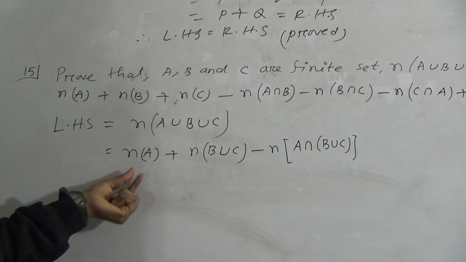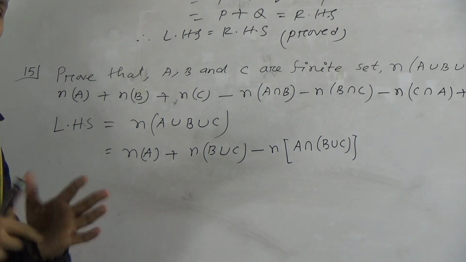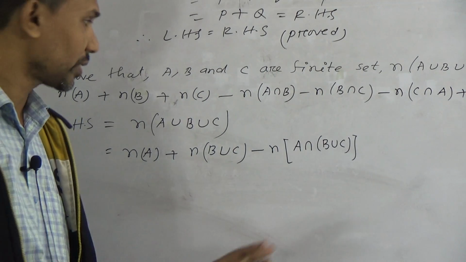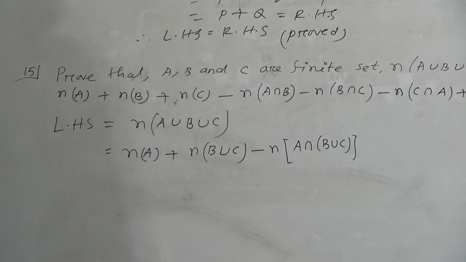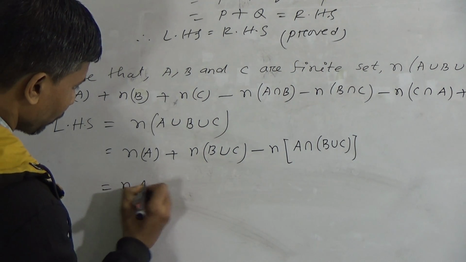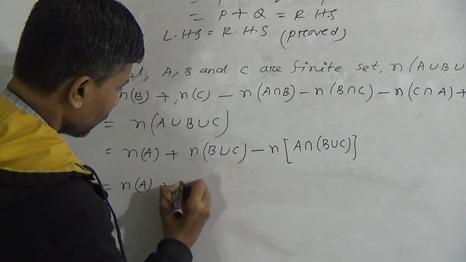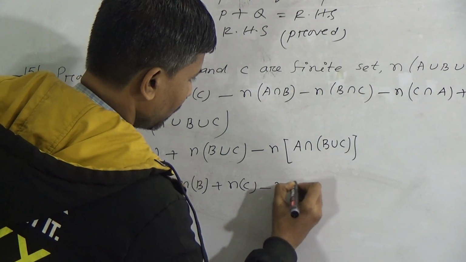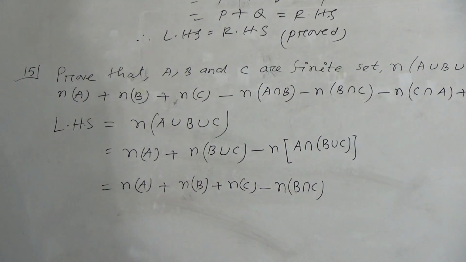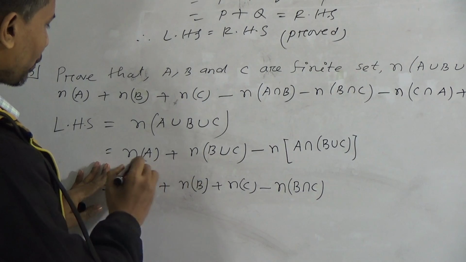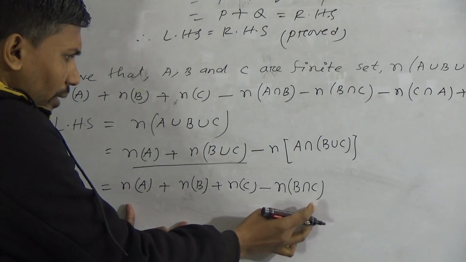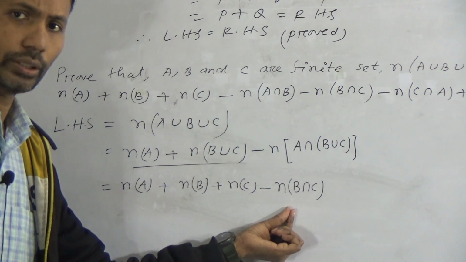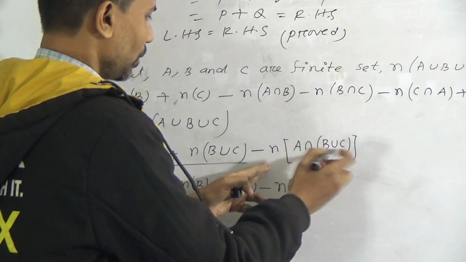Student, look, this is number of A plus number of B, you have to compare with that formula: number of A plus number of B minus number of A intersection B, where B means here B union C. Now use the same formula for number of B union C, which is number of B plus number of C minus number of B intersection C. Up to this we can write number of A plus number of B union C. Now we will calculate the remaining part.